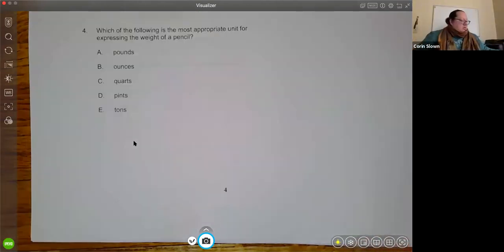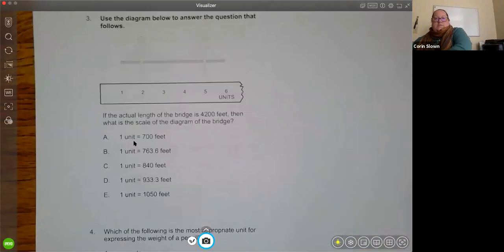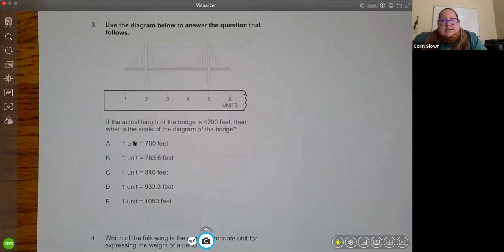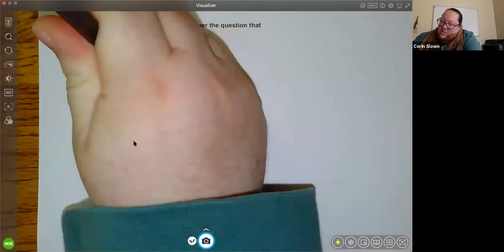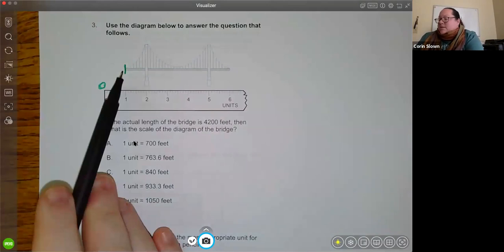Okay, let's take a look at the next problem. We're going to use the diagram below to answer the question that follows. If the actual length of the bridge is 4,200 feet, then what is the scale of the diagram of the bridge? So this is going to require that I pay some attention to specifically my scale. What's most important here is that my bridge starts not at 0, but at 1. So here's 0, but the scale of the bridge goes from 1 to 6.